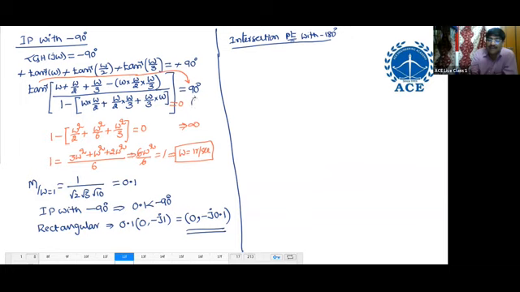Tan 90 is infinity, na? Tan 90 is infinity. That's why I wrote infinity here. To get infinity, the denominator should be 0. If you want to get infinity, what is the condition? This denominator should be 0, na? If the denominator is 0, some value divided by 0 becomes infinity, because tan 90 is infinity.